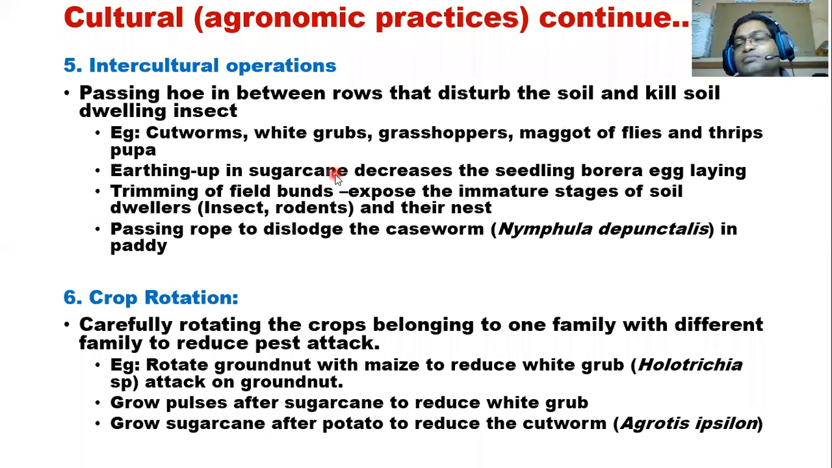Earthing up for the groundnut and sugarcane. In groundnut, you are giving an earthing up, so you can reduce the white grub attack in groundnut. In sugarcane, earthing up is a must practice, as in groundnut. Otherwise, you will not expect the peg formation in groundnut, no? In sugarcane also, because advantageous roots will be coming, you have to go for an earthing up. Otherwise there is a chance of lodging of the sugarcane.